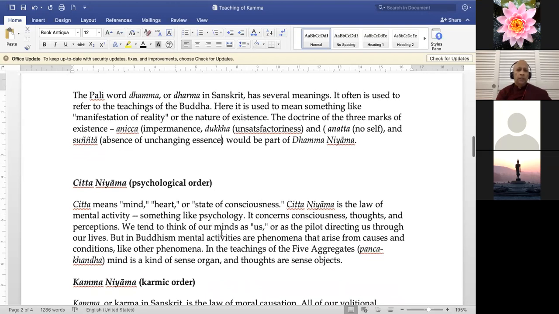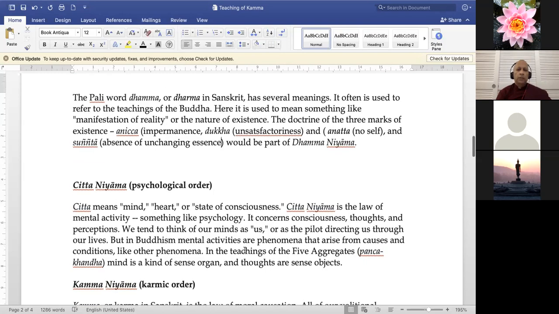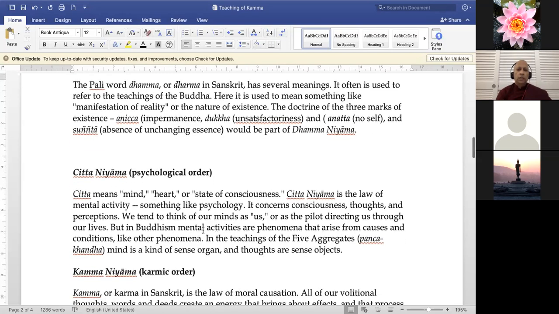We tend to think of our mind as us, or as the pilot directing us through our lives. But in Buddhism, mental activities are phenomena that arise from causes and conditions, like other phenomena. In the teaching of the five aggregates, Panchakkhandha, mind is a kind of sense organ and thoughts are sense objects. Once again, we refer back to the teaching of the five aggregates here.